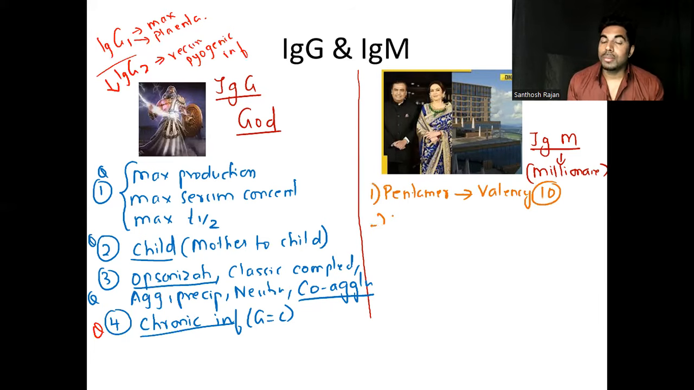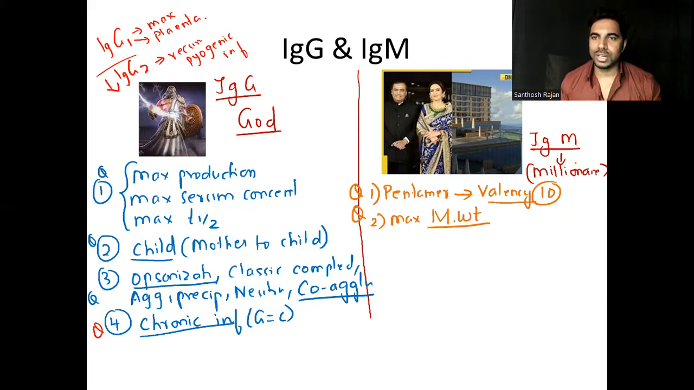Number two, maximum molecular weight. With more money, they become fat. Because they have more money, the valency is 10. Mukesh Ambani, the millionaire, has 10. Another name for IgM is millionaire; please don't forget. M is millionaire, with maximum molecular weight.